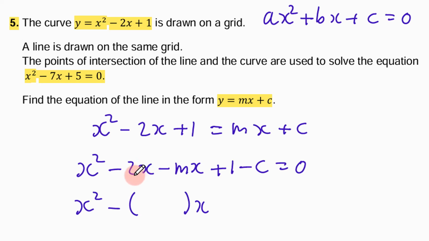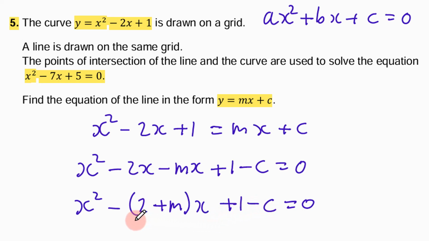So when we take out x from 2x, we're left with 2. Then we need a plus here, because a minus times a plus will give us a minus. And removing x from here, we're left with m. Now this equation is in standard quadratic form. We have one term in x squared, one term in x, and then the constant will be 1 minus c.